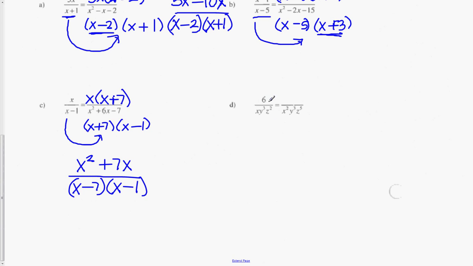All right, this last one, I've got just variables with exponents. So to go from x to x squared, I'd have to multiply by x. To go from y cubed to y cubed, that's the same thing. I don't have to multiply anything by the y's. To go from z squared to z to the 5th, I'd have to multiply by z cubed. So I'm taking the 6 times those. So that's going to give me 6xz cubed over my new denominator, x squared, y cubed, z cubed.